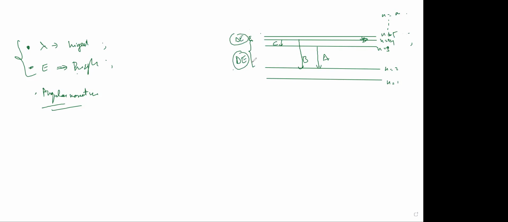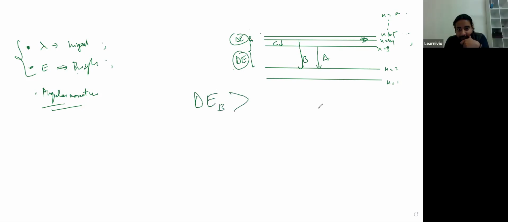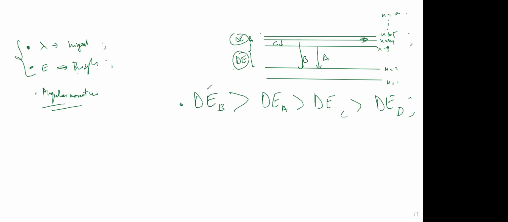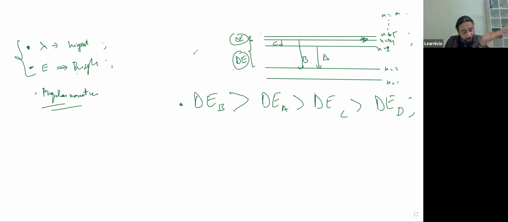Yes, sir. So that's why the energy delta E in the B process will be the highest. Then you will have delta E A, then delta E C, and then delta E D. This will be the energy difference. It's the energy gap, the difference in energy, that's important. Make sense? Yes, sir. If you have energies in this relation, you can find out the relations of lambda from exactly this thing. How? By realizing that delta E is proportional to 1 by lambda.